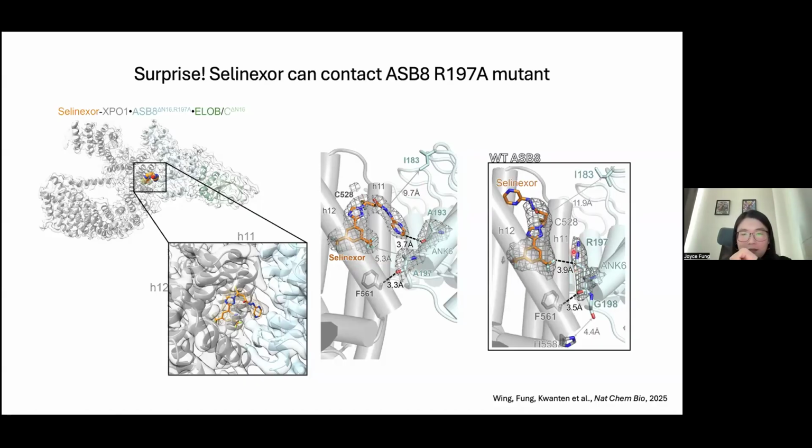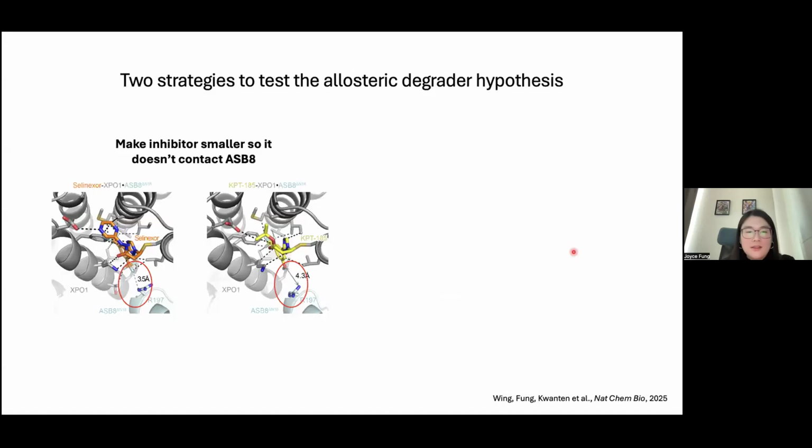So that is an unfortunate surprise, I think. And this is an artifact because this is a mutant. So that doesn't happen in the wild type case. So this is not a good way to test whether that contact is necessary.